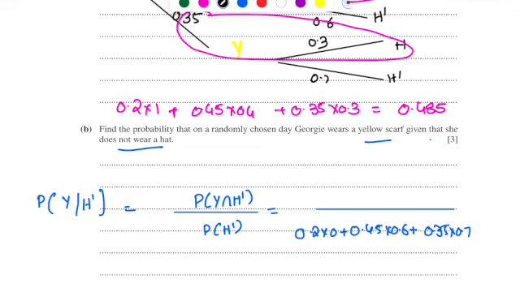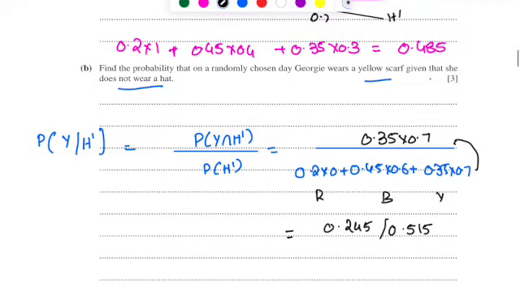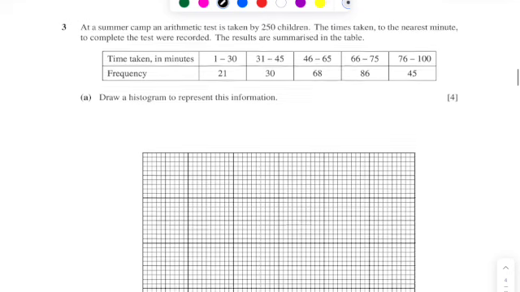Now we know that this is for red, this is for blue, and this is for yellow. Yellow goes to the numerator, which is 0.35 times 0.7. Simplify that, 0.245 divided by 0.515, which is going to be 0.476. That is the answer. Now coming to question number 3.